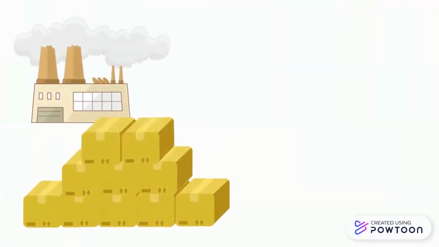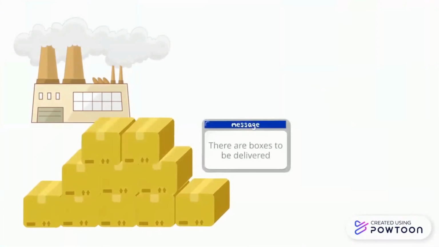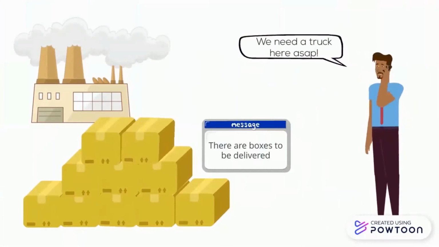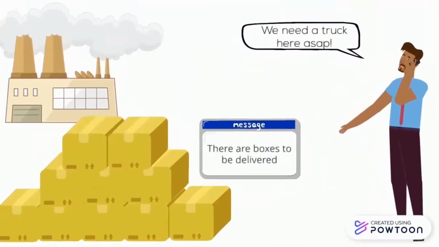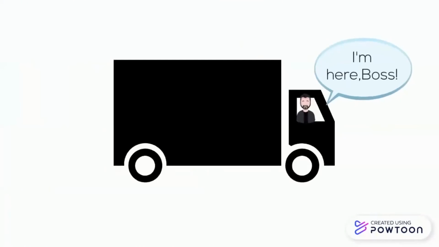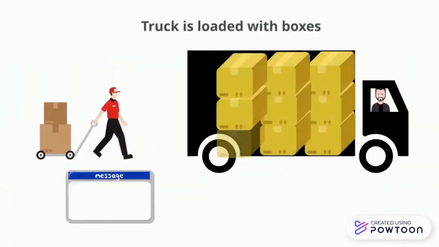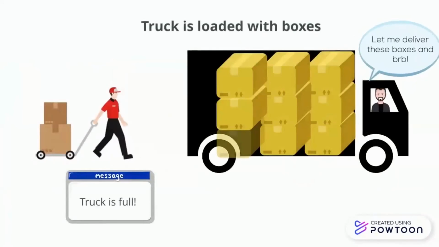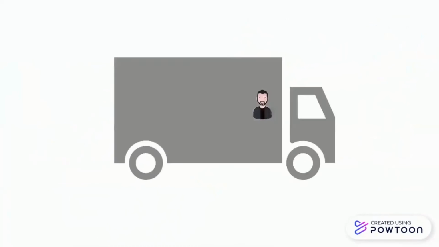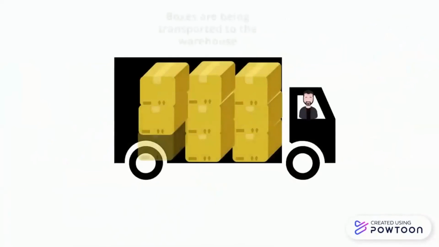So in the beginning, at the factory, there'll be a bunch of boxes that need to be transported. So you're going to need a truck. In this case, the truck would actually be the buffer or the queue. So when the truck arrives, you fill up the truck or the buffer with the boxes, which are the data, until it's full. Once the truck is full, you cannot add any more boxes or data to it.